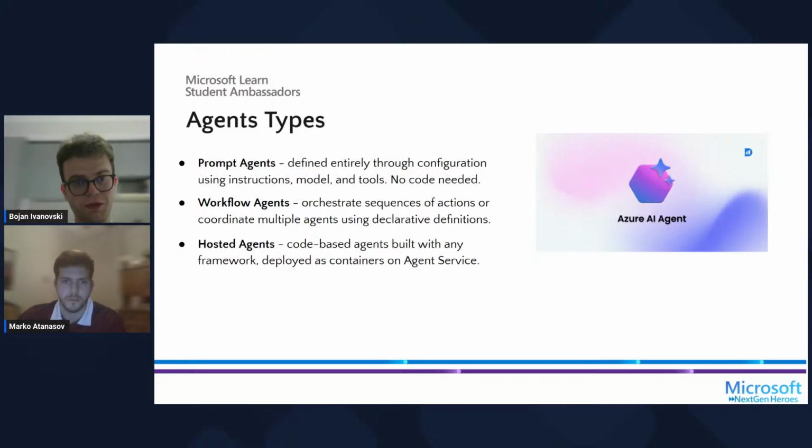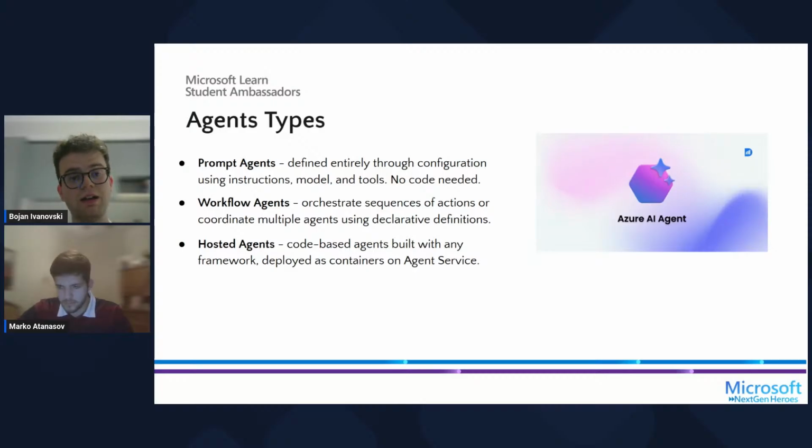Then we have the workflow agents, which are a step higher than the prompt agents. Workflow agents are what you would use to coordinate multiple agents or to run multiple agents at the same time. It's a very intuitive type of agent. Also, a very important thing to mention is that it has approval flows, branching logic, and agent-to-agent communication.